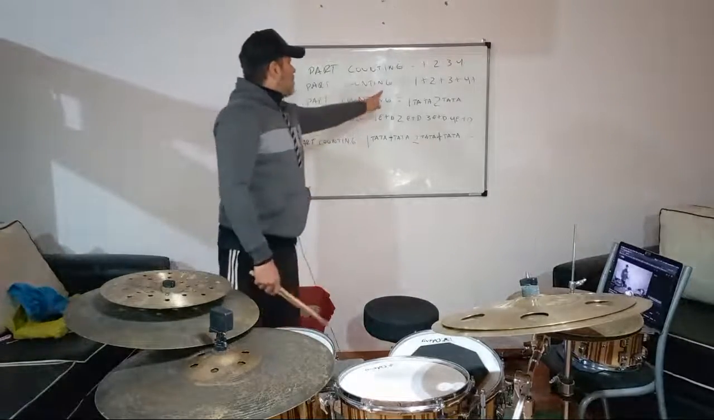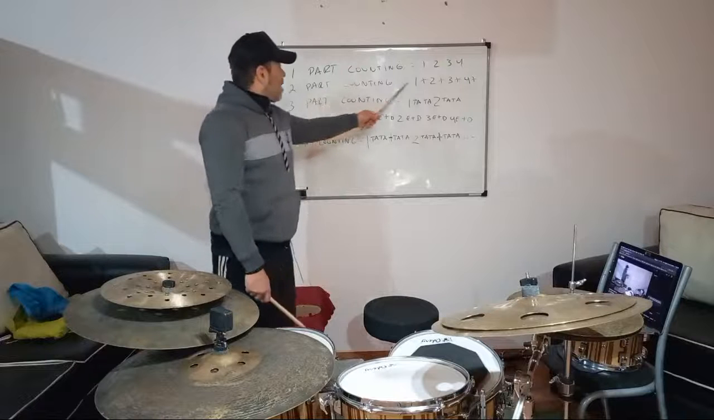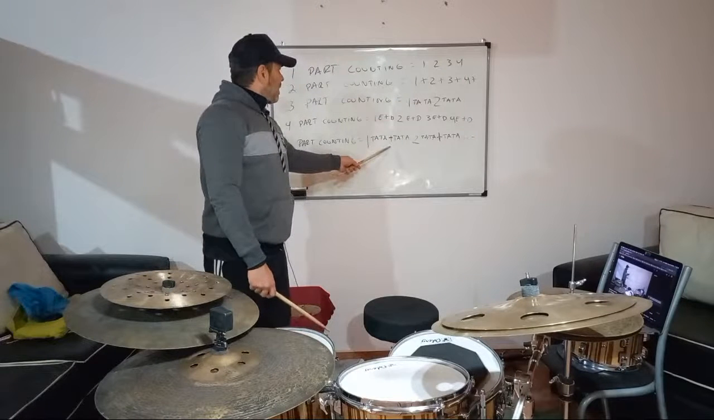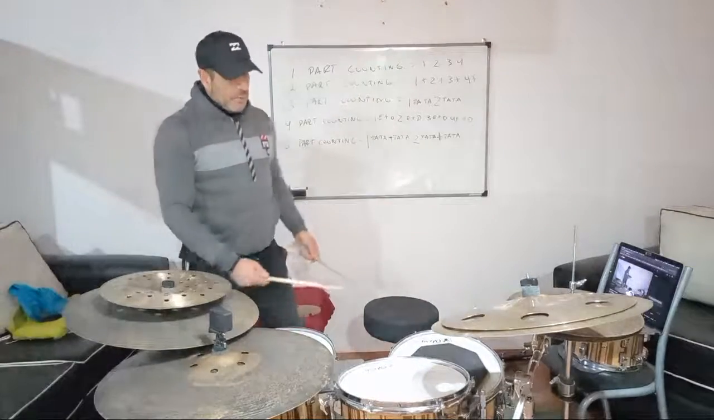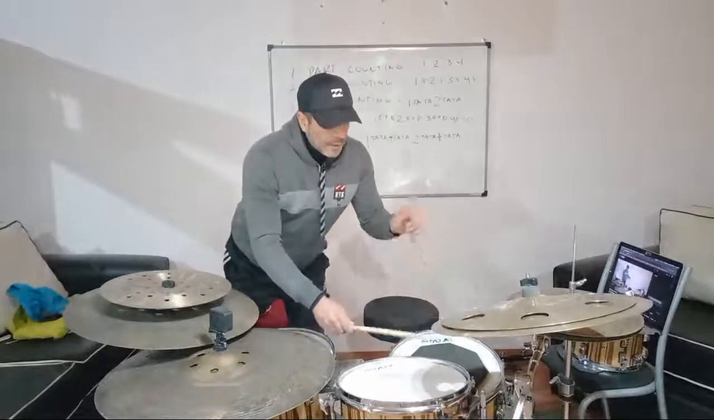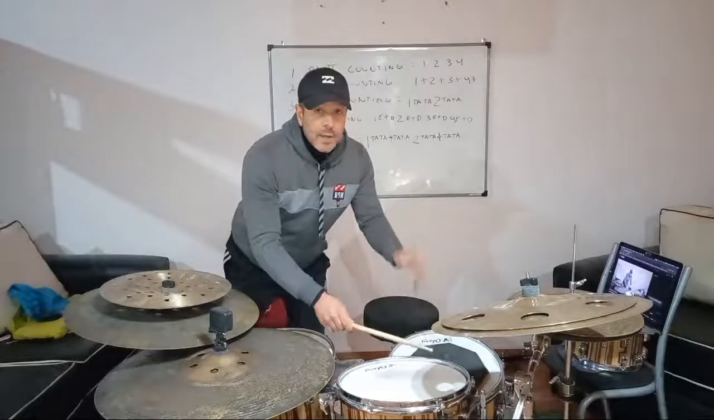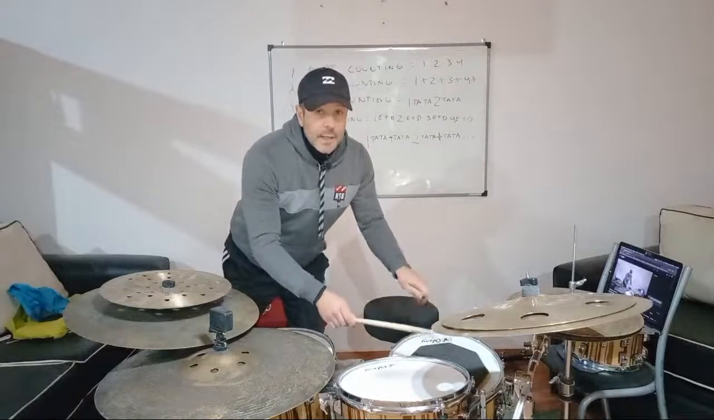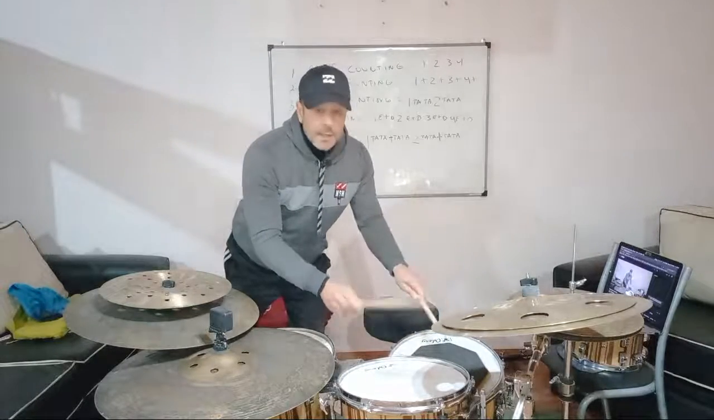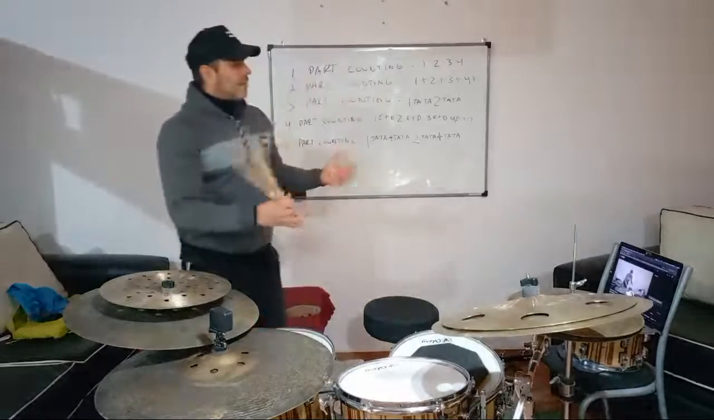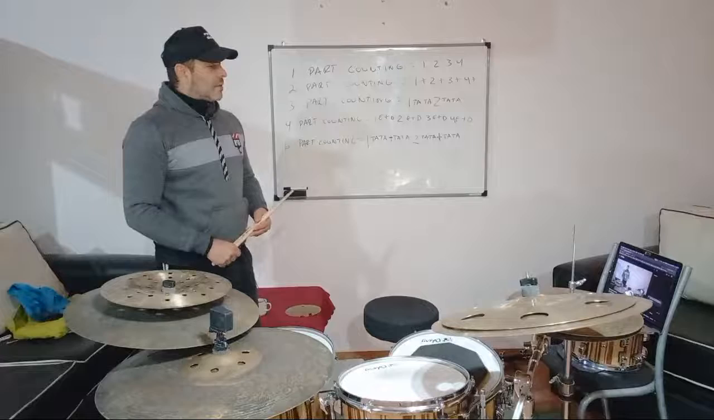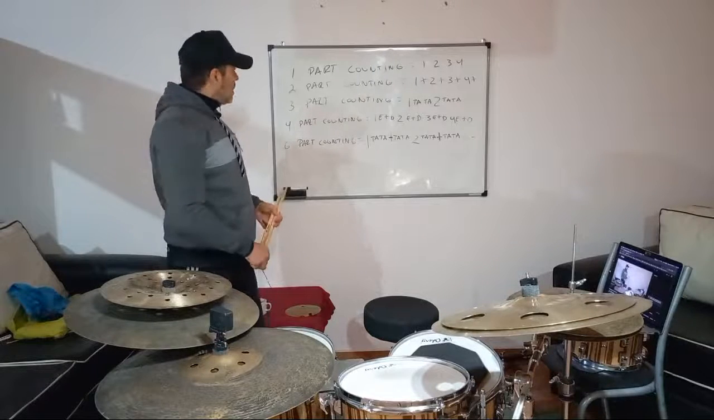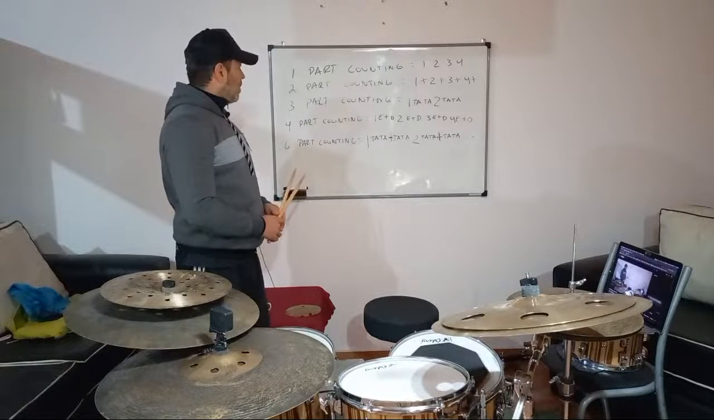Now, you could also do it with 2-part counting because you have the "and" in exactly the same space. So you could say 1 and 2 and 3 and 4 and. Some little tricks to save you time and effort. I'm going to show you exactly why in a little bit.